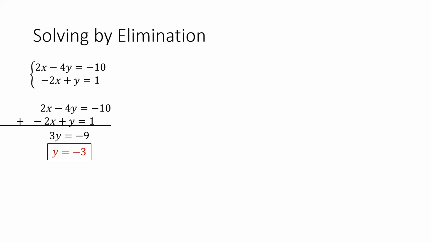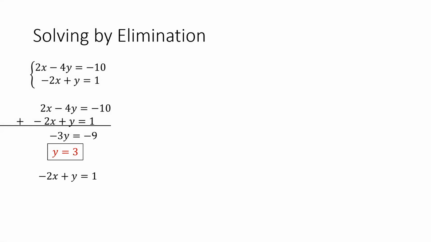So if I add my two equations, 2x minus 2x is 0. And -4y plus y gets me -3y, and -10 plus 1 gets me -9. You'll notice my signs shifted slightly because I fixed this slide. So now I divide both sides by -3, and I get y is equal to 3.